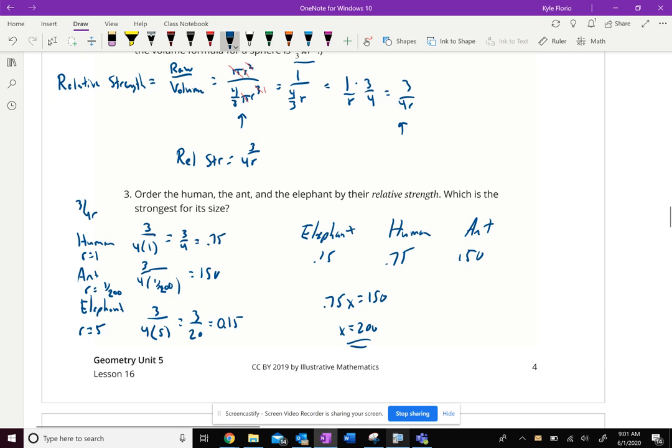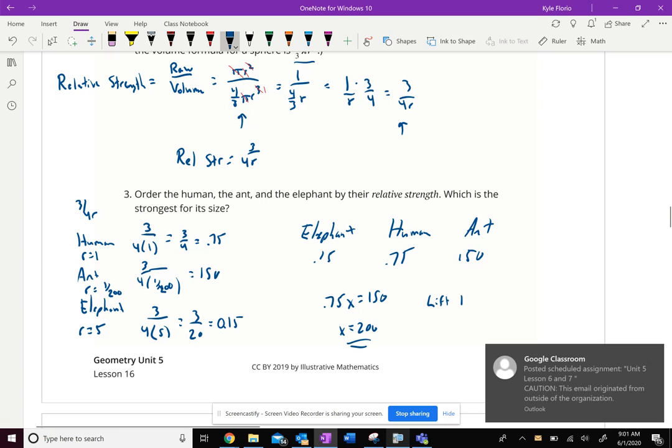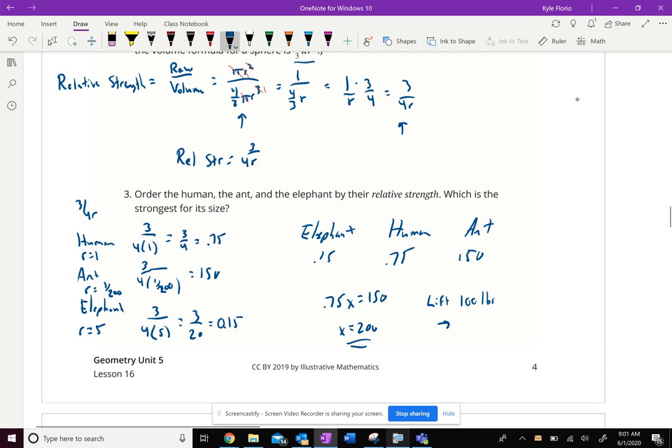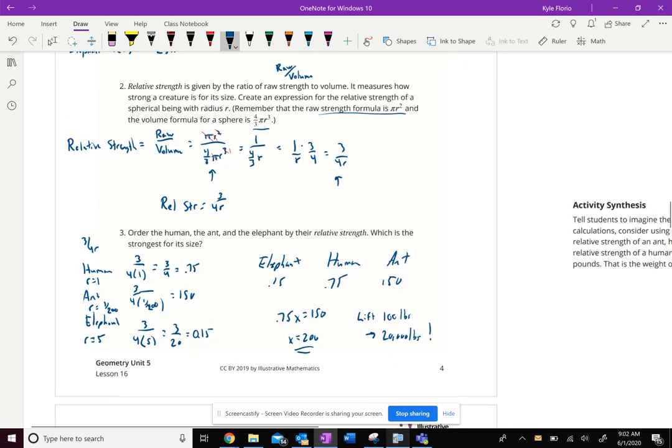So say you could lift like 100 pounds. If you had the strength of an ant with your size, then you could lift 20,000 pounds. That'd be like lifting like 5 average size cars. That's a big deal. That means they're really strong for the size. Anyways, that's it for this lesson, and I think that's it for the year.